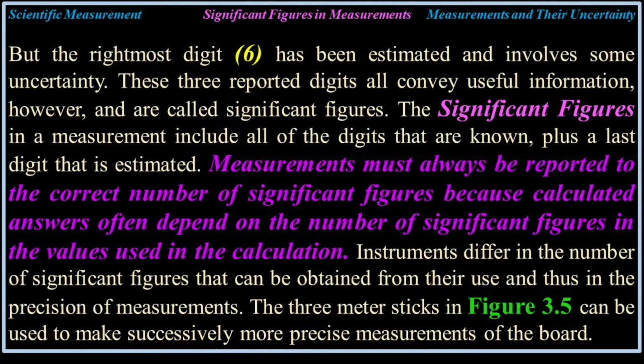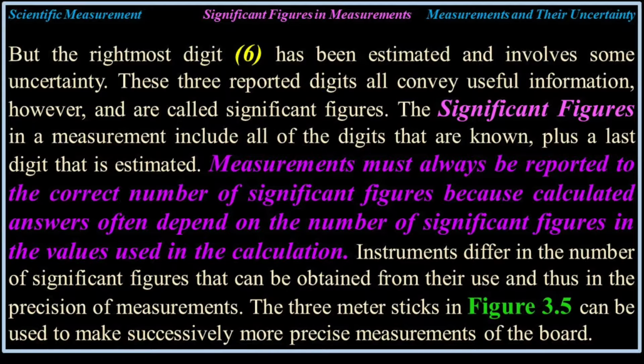But the rightmost digit, the 6, has been estimated and involves some uncertainty. These three reported digits all convey useful information, however, and are called significant figures. The significant figures in a measurement include all of the digits that are known, plus a last digit that is estimated. Measurements must always be reported to the correct number of significant figures because calculated answers often depend on the number of significant figures in the values used in the calculation.